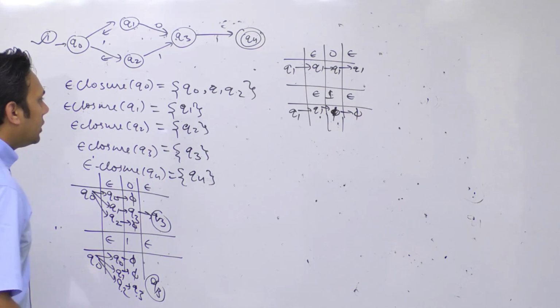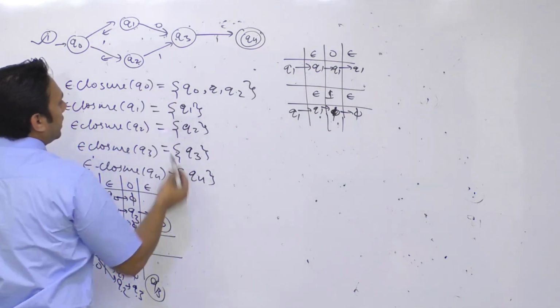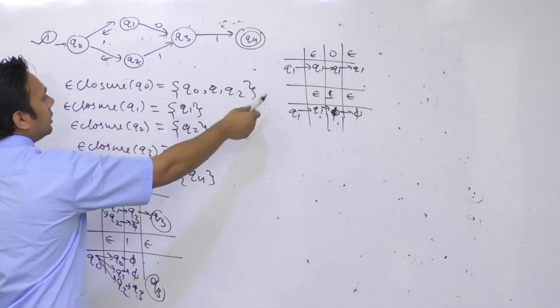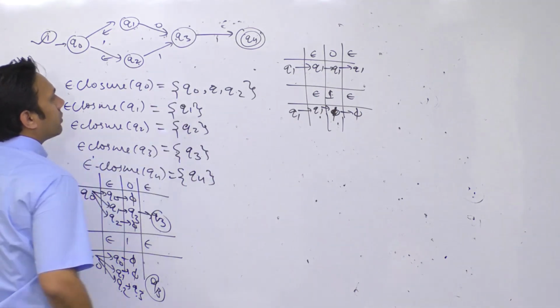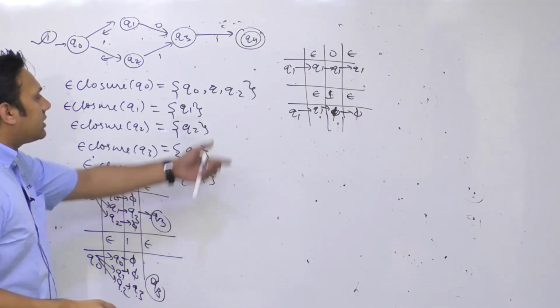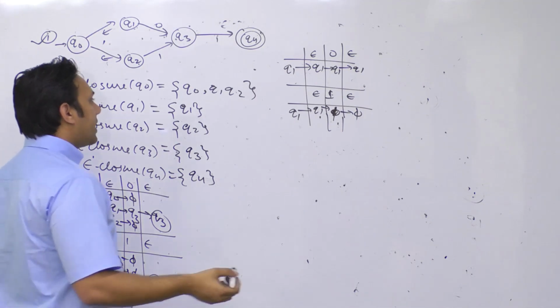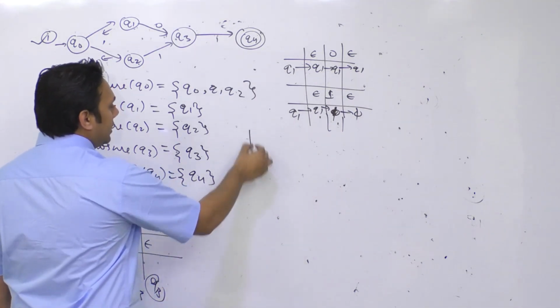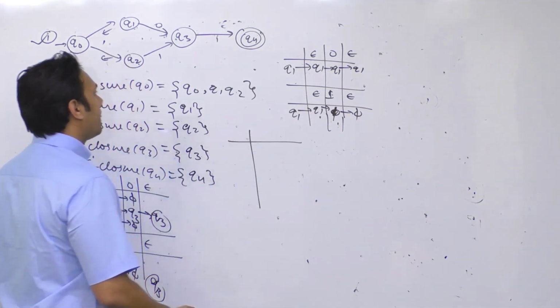Now you can do the same for Q2, and you will find if you give 0 to Q2 you are going to phi, and if you give 1 to Q2 you are going to Q3. Because I have practice, I can directly make the table, but let me just do one more for you.